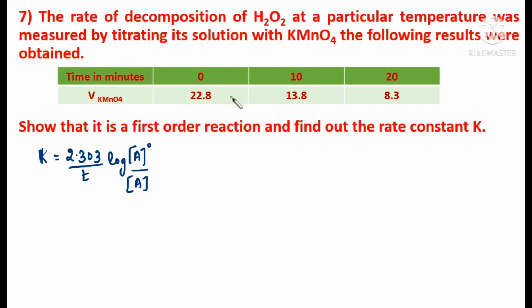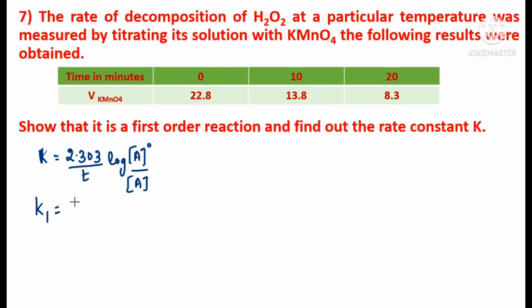Okay, see here, since three different values were given: the initial concentration, and the volume of potassium permanganate at 10 minutes and at 20 minutes. Using the initial value, let me find the rate constants K1 and K2. K1 is at 10 minutes and K2 is at 20 minutes. At these two time intervals we are going to find the rate constants K1 and K2. For both cases we will use 22.8 as the initial concentration. Now let me write for K1.